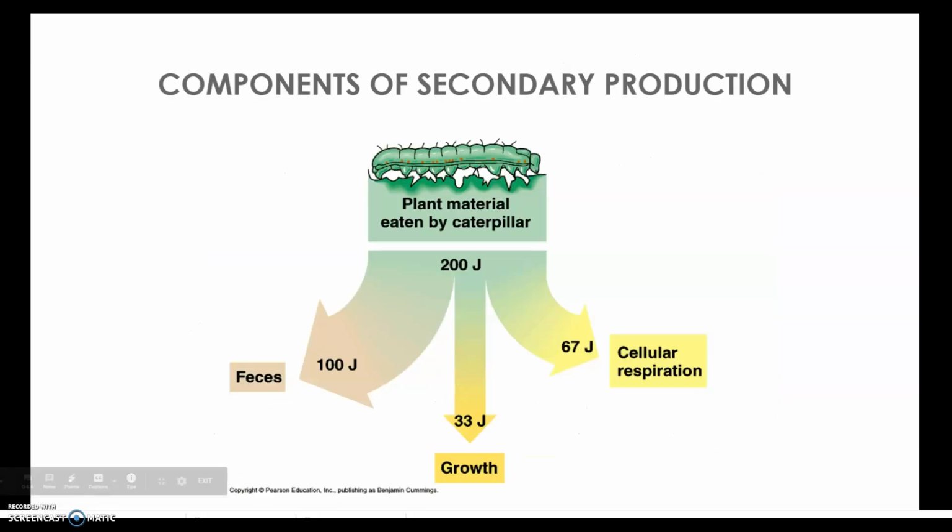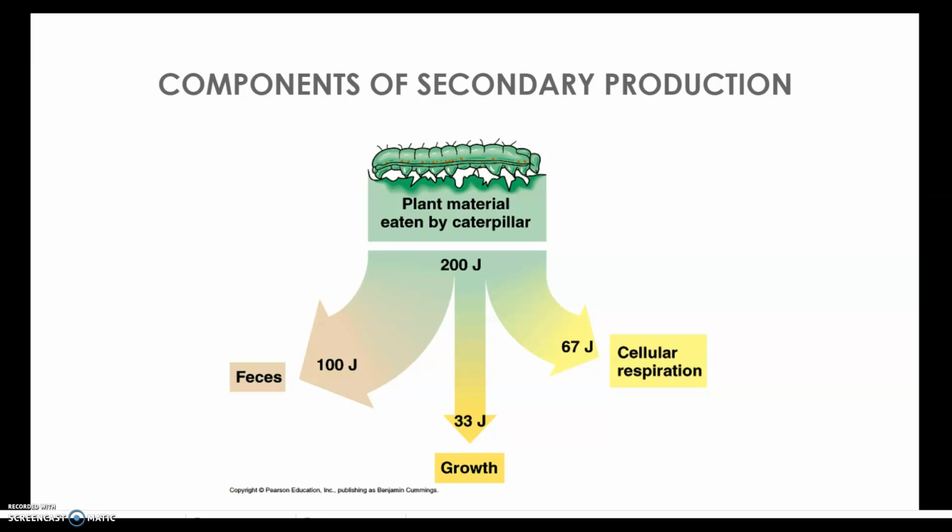Okay, now let's shift and talk about secondary production. So primary production is all about the producers. So secondary production is, now we're talking about consumers. So let's say we have this cute little caterpillar. This cute little caterpillar, he's eating the plant, the producer.